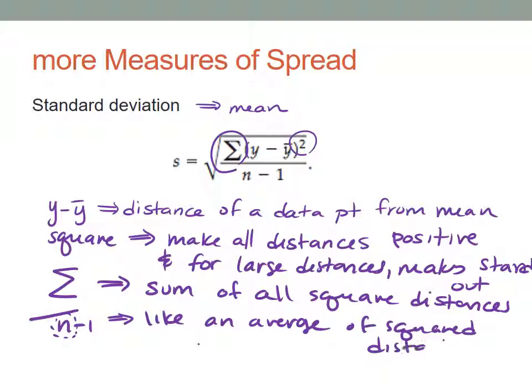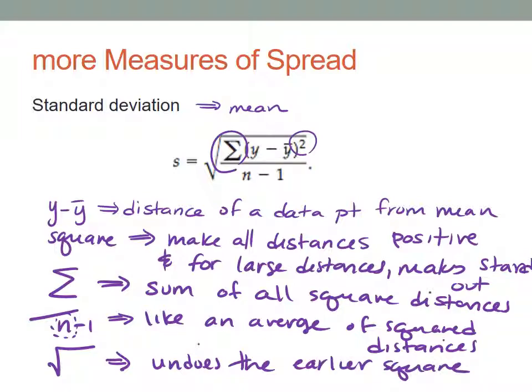Okay, and then finally, you square root all that information because remember you squared it in the first place. So you need to kind of get things back. So if you square feet, now you have feet squared. Well, I was talking about feet, so I want to go back. So we're going to square root to get back to feet. Okay, so it undoes the earlier square.